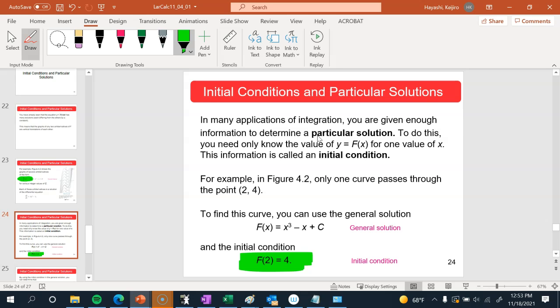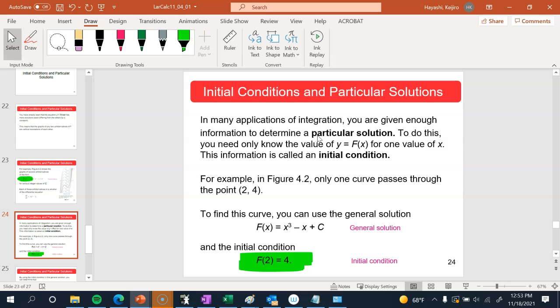That piece of information is enough for you to no longer have a general solution, but to get a particular solution with a specific value of c in order to fulfill that. So there's the initial condition that when you plug in an x value of 2, the function equals 4. Or in other words, it passes through the point 2, 4.